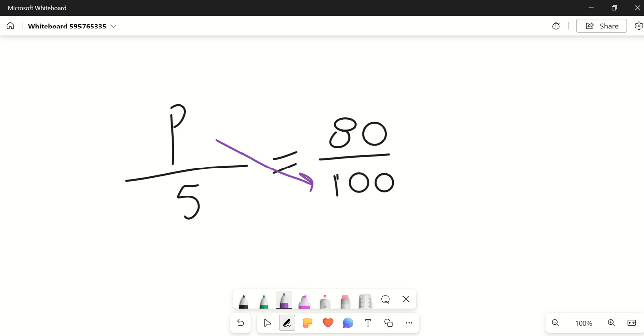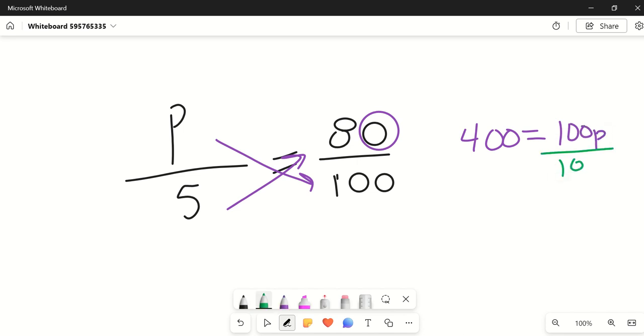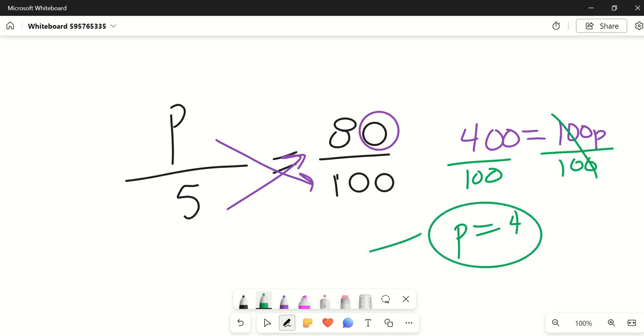Again, we're going to cross multiply. 5 times 80, I know, is 5, 10, 15, 20, 25, 30, 35, 40, plus a 0. That'll be 400. 400 will equal P times 100, or 100P. I need to undo what's happening to my variable, so divide both sides by 100. P will now equal 400 divided by 100, or just 4. So my missing number here, 80% of 5, is 4.